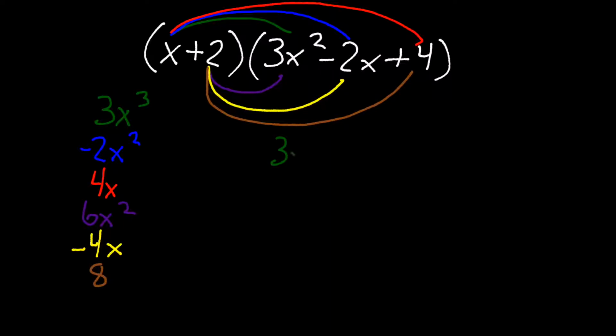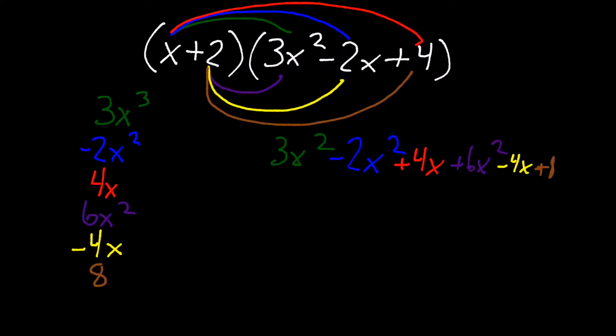I've got 3x cubed minus 2x squared plus 4x. Oops, didn't change color. Plus 4x plus 6x squared minus 4x plus 8. And that's supposed to be an 8 over there, sorry.